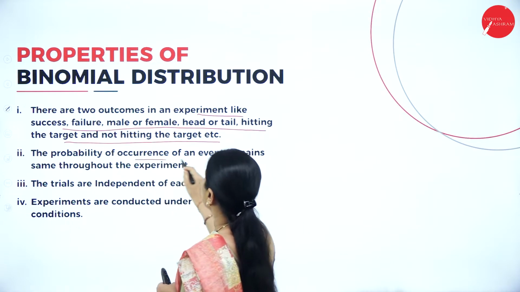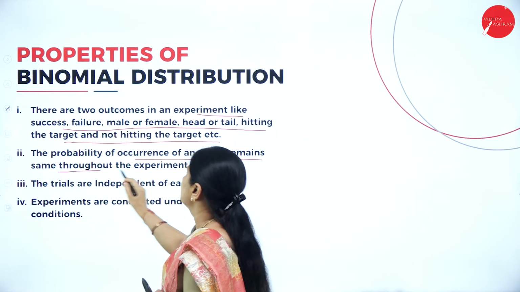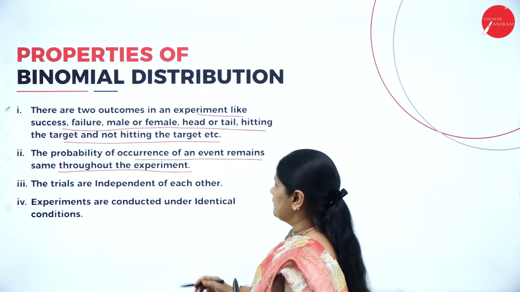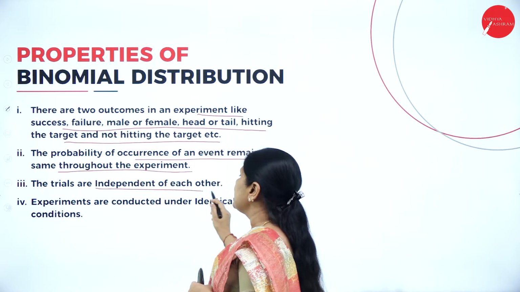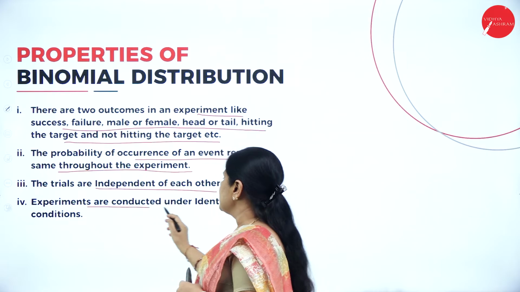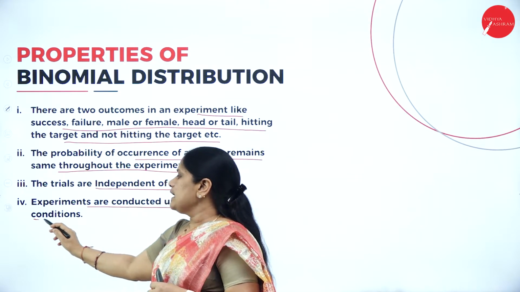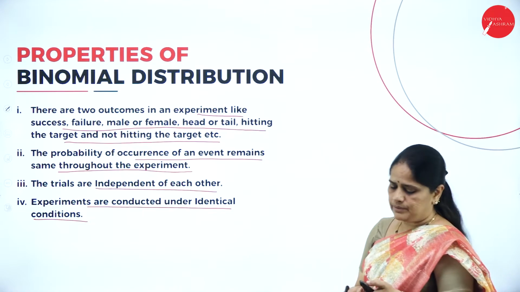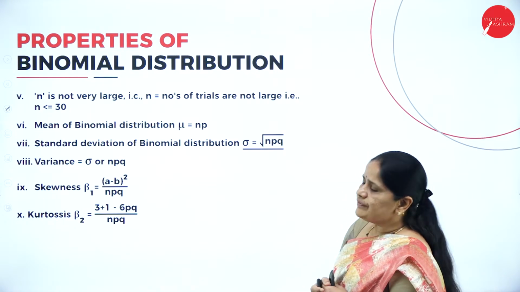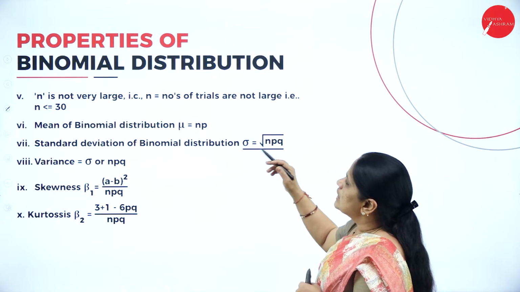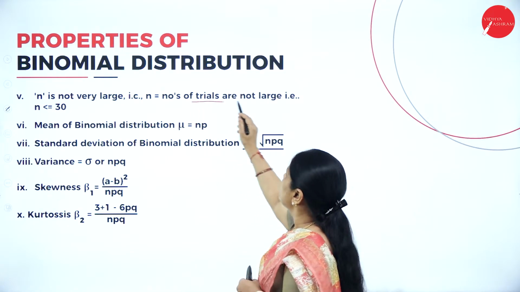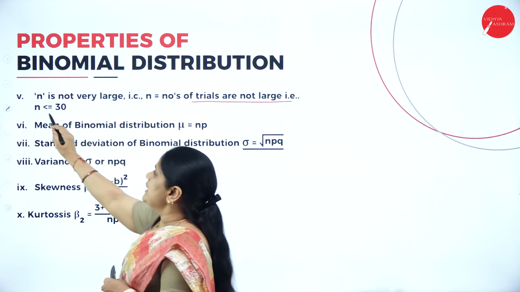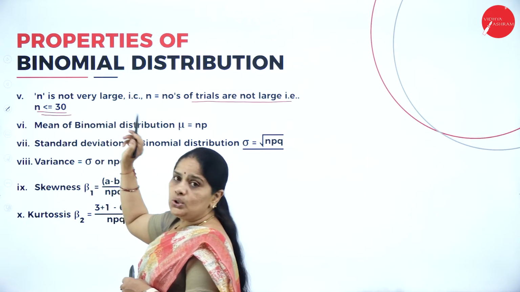The probability of occurrence of an event remains the same throughout the experiment. The trials are independent of each other and experiments are conducted under identical conditions. So these are the four properties of binomial distribution. Then a fifth property is that n is not very large. N is the number of trials, so it should always be less than or equal to 30.